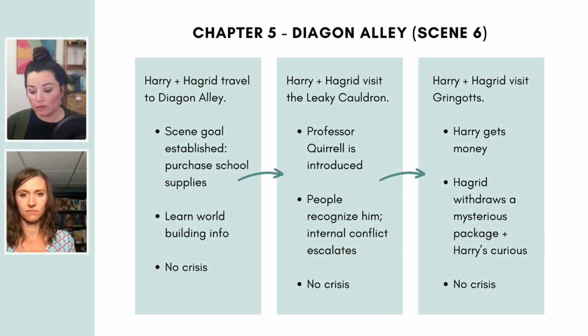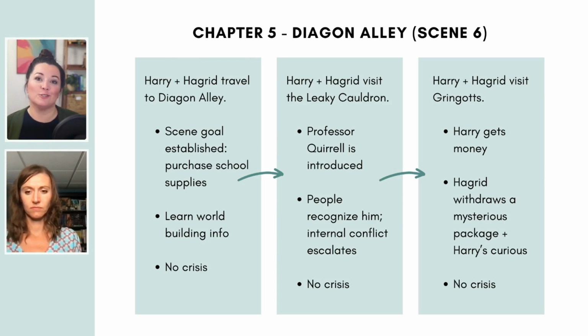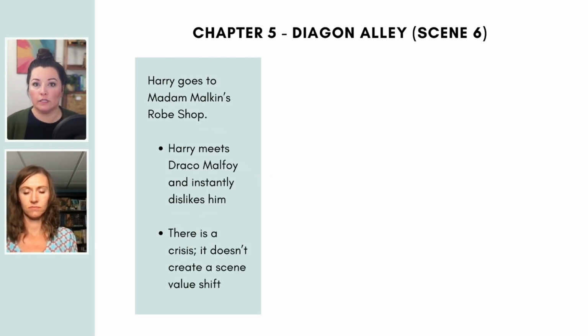So that's one thing. The other thing is his goal is still the same, or his objective. So they need money to get school supplies. So it's a tactic, or they need to do this first to accomplish their goal. It's a stepping stone. Okay, so now we're moving into Harry goes to Madame Malkin's robe shop.